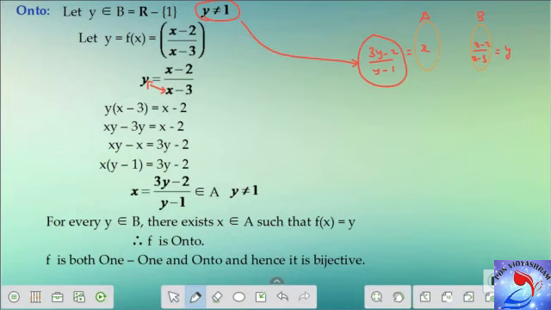So we are able to find a number, (3y minus 2) by (y minus 1), in the first set when you give (x minus 2) by (x minus 3) as your input, or your y as an input. This means that for every y in the set B, you are able to find an element in the set A. So we can easily conclude f is onto. For every y belongs to B, there exists x belongs to A such that f of x is equal to y. Therefore, f is onto.